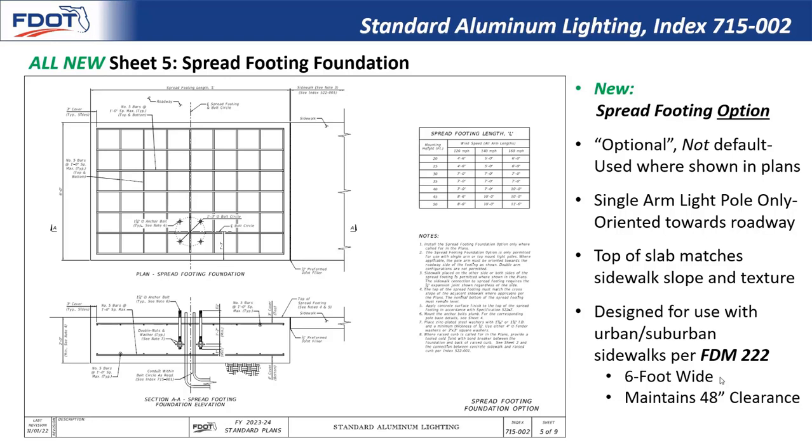The foundation is designed for use with urban and suburban sidewalks per FDM 222. So per that FDM requirement, the sidewalk needs to be 6 feet wide, and it also has to maintain a 48-inch clearance minimum for pedestrians to pass by. And so this design, with the light pole placement shown here, satisfies both that width and the 48-inch clearance requirement.